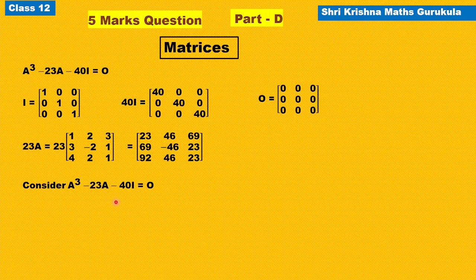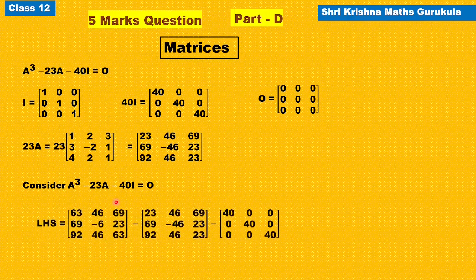Now we know all the terms of this equation. We are considering the LHS part of it and we'll prove it to be a null matrix. Okay, now LHS is A cube. A cube is what we have just found. I have written A cube here. Then minus 23A. We have also found 23A, that I have written here. Then minus 40I. 40I again we have found here. So this is minus 40I.